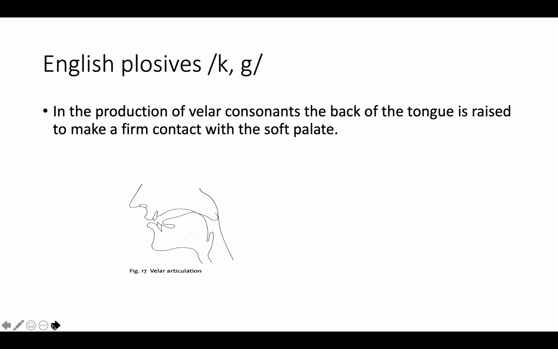Now we have the English plosives k and g. So k and g are velar consonants, and they are called velar consonants because the back of the tongue is raised to make a firm contact with the soft palate. So k and g are called English plosives according to the manner of articulation. Also, k and g are velar consonants according to the place of articulation.